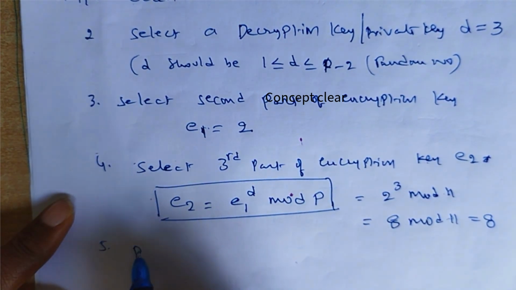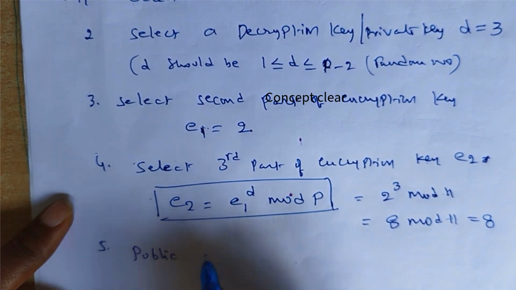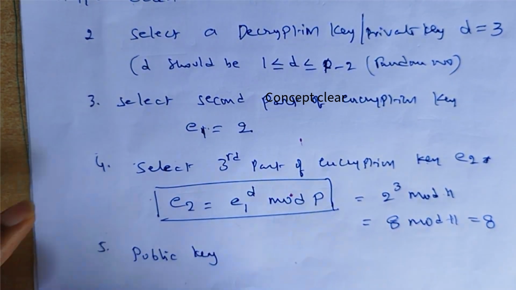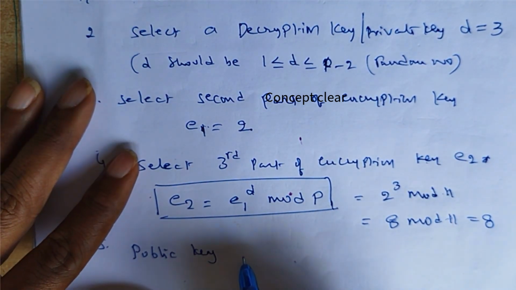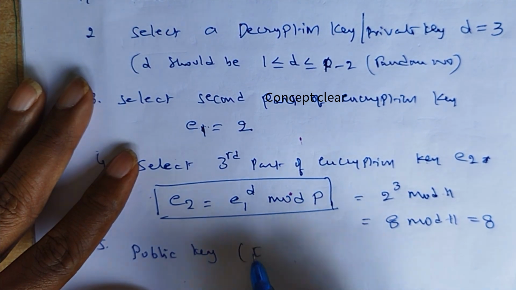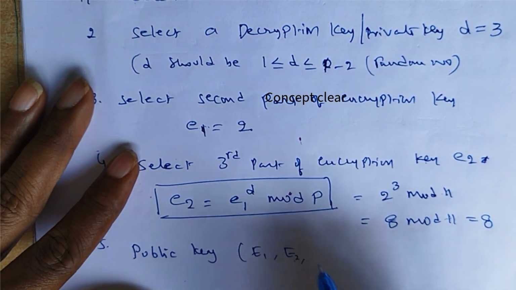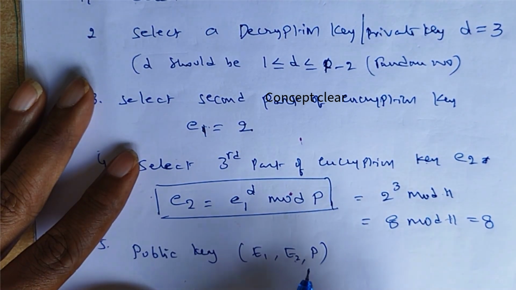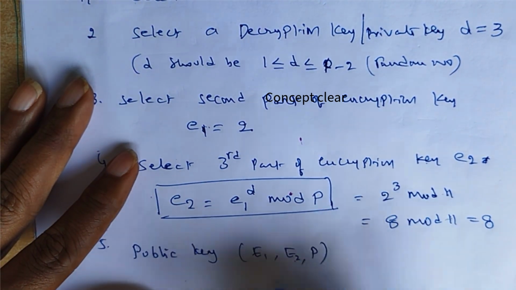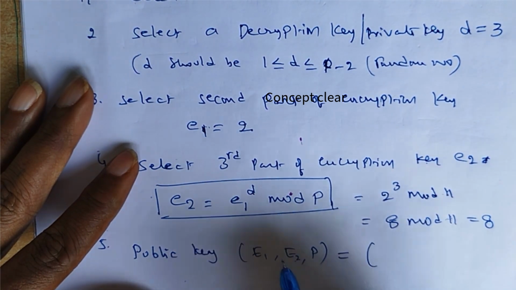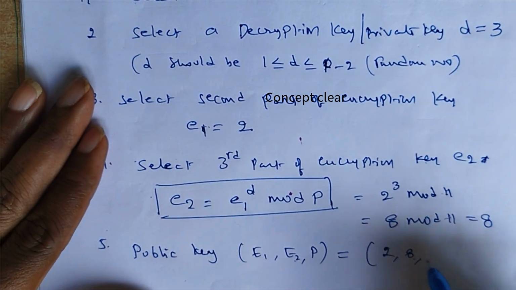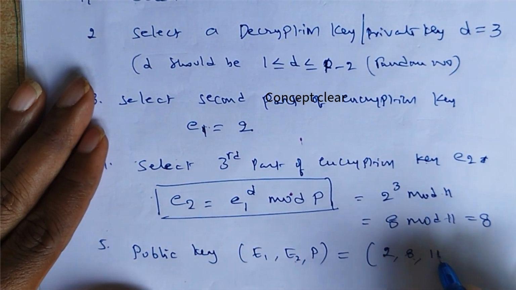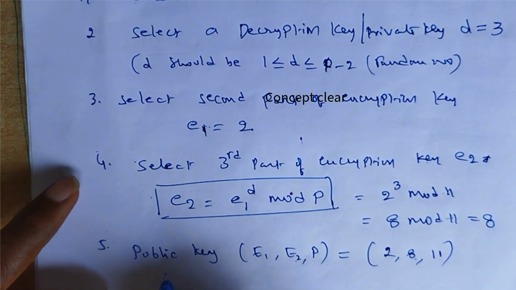And what is the fifth step? The fifth step is we have to find the public key. What is the public key here? The public key equals E1, E2, P. So E1 equals 2, E2 equals 8, P equals 11, the large prime number we are taking. So this is the public key.